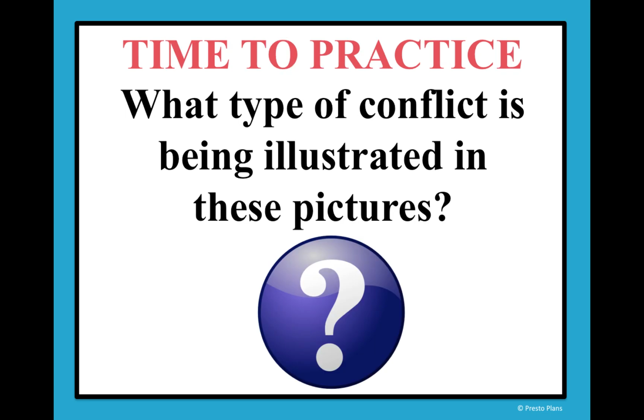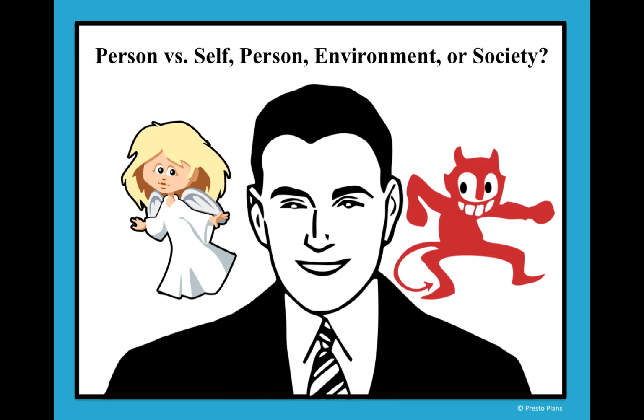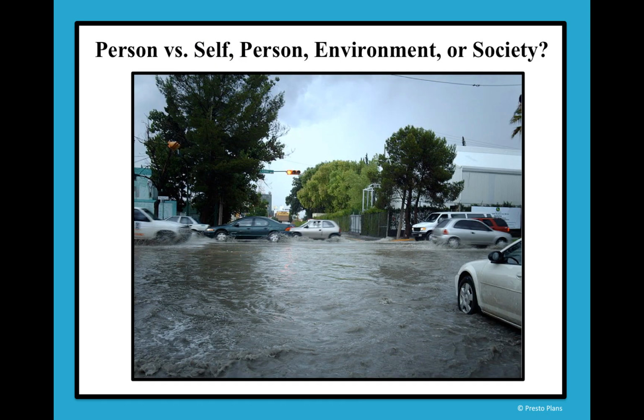Okay, let's practice. What type of conflict is being illustrated in these pictures? We've got an angel who's speaking good things into this dude's mind and a devil who's speaking not so good things into this dude's mind. Is this person versus self, person versus person, person versus environment, or person versus society? He's having this internal battle going on within him. Good. Person versus self. How about this one? There's a flood. Which one would this be? Person versus environment.